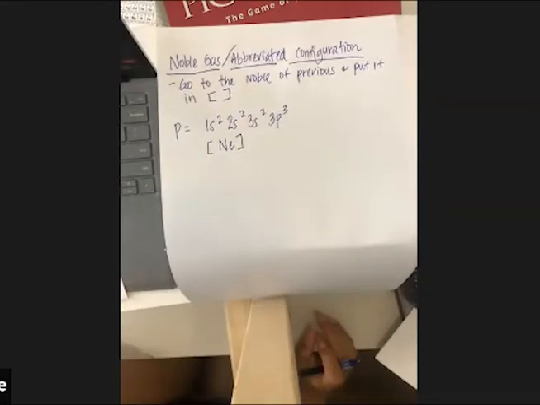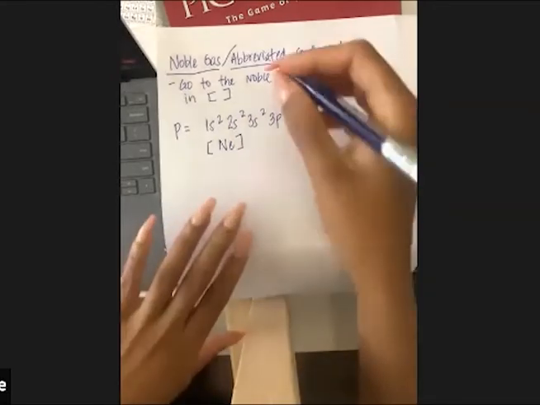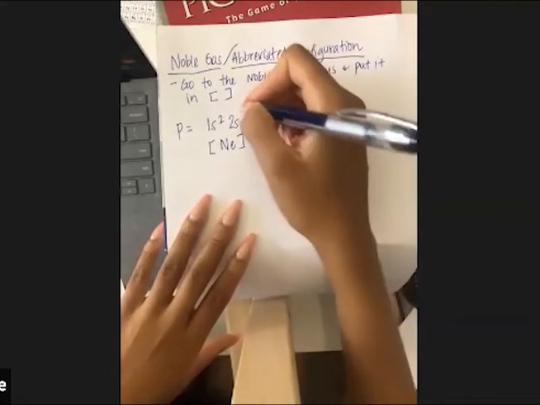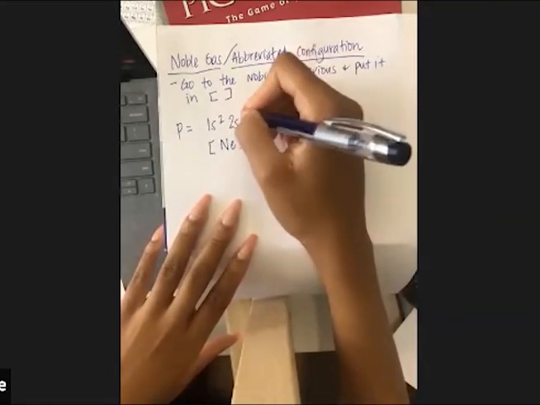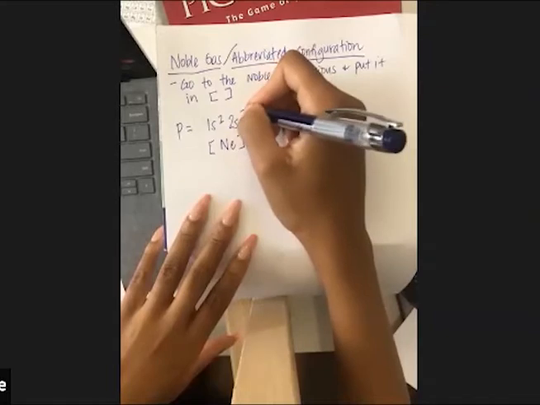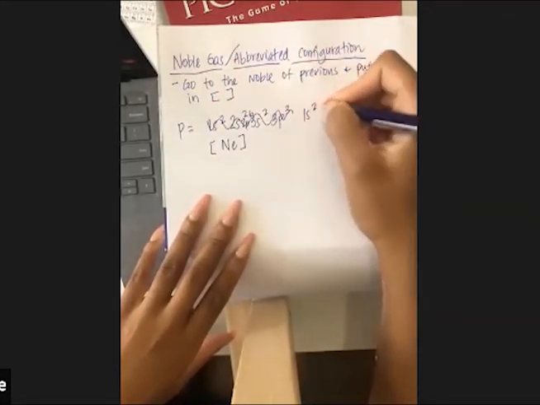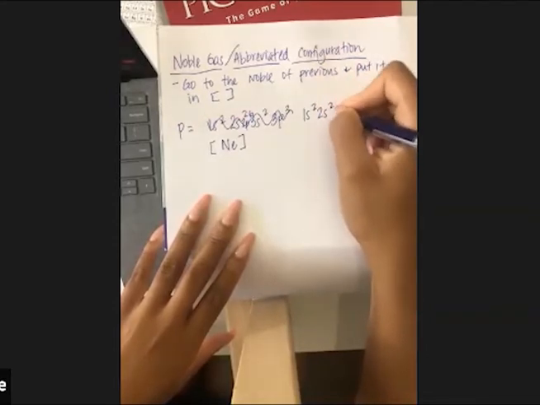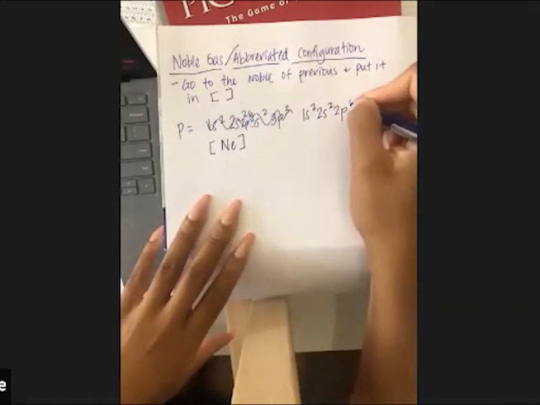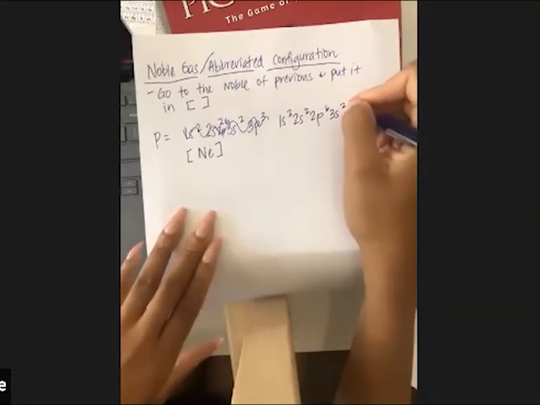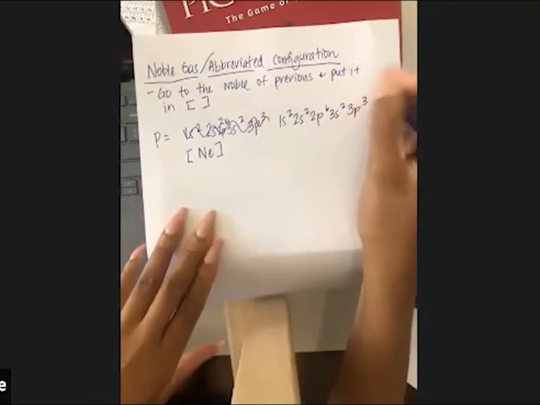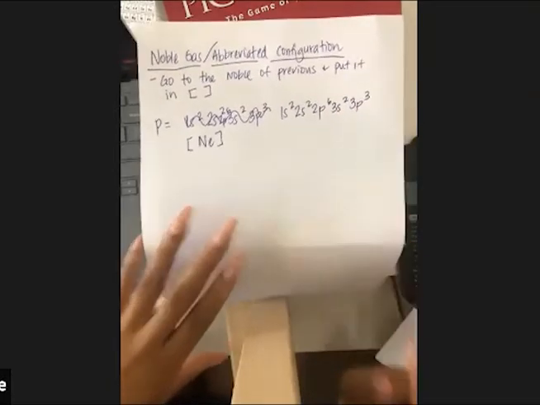in brackets. And I'm going to say, if I wrote this correctly, sorry guys, 2s2, I forgot my 2p6 here. Okay, let me write this out better so it's clear. 1s2, 2s2, 2p6, 3s2, 3p3. That's what it should look like instead.